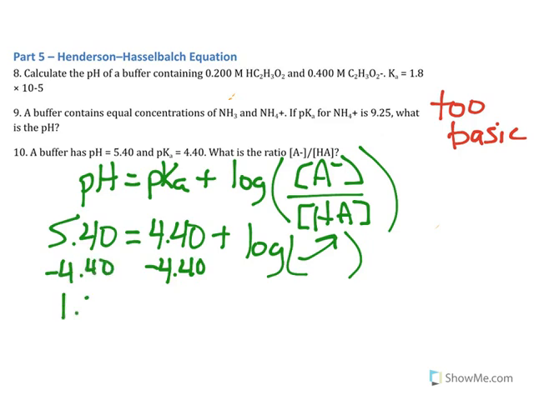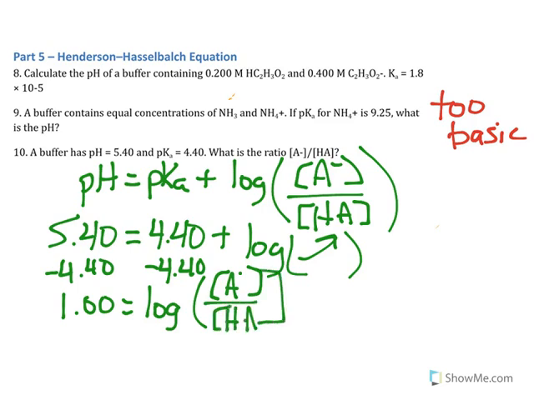This gets me a 1.00 difference is equal to the log of the conjugate base over the weak acid. Oops, not like that. Let's do a bracket better there. Well, this is log base 10. All of our pH scale, all these things are log base 10. So to cancel out a log base 10, I just need to take 10 to the power of both sides.